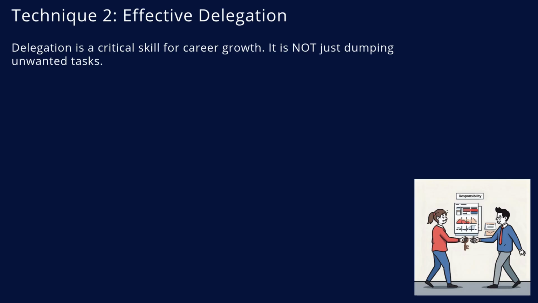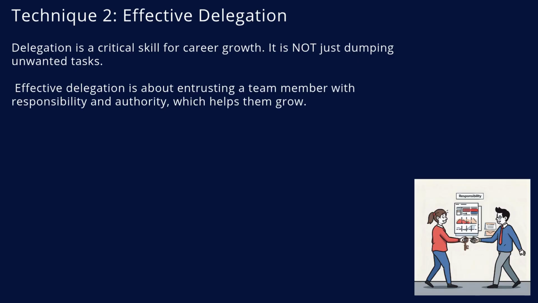Our next technique is one of the hardest to learn but one of the most critical for your career progression: delegation. And let's be very clear, it is not just offloading the boring tasks you don't want to do. That's dumping, not delegating. Effective delegation is the act of entrusting a team member with both the responsibility for a task and the authority to complete it. It's a powerful tool for developing your people and for freeing up your own time to focus on more strategic work.